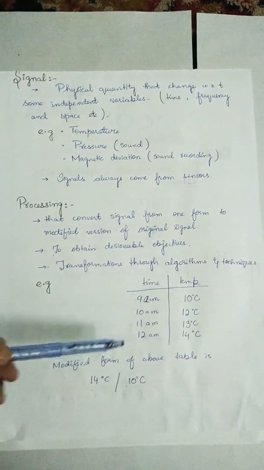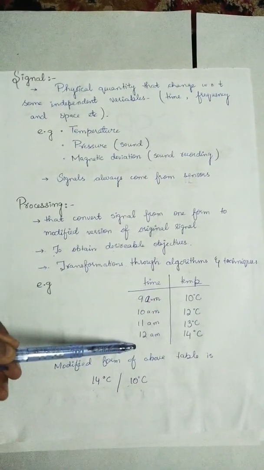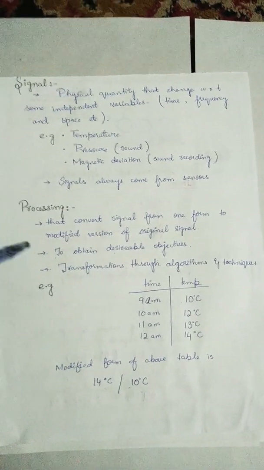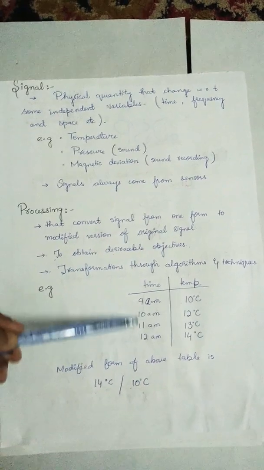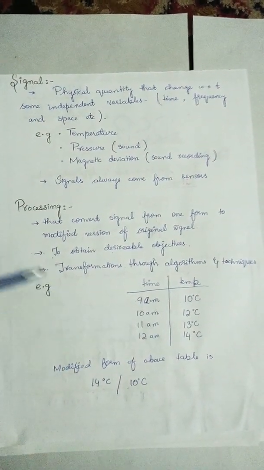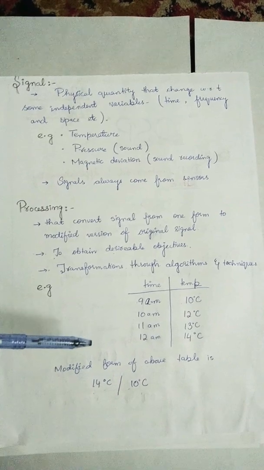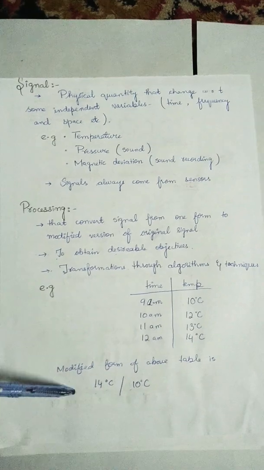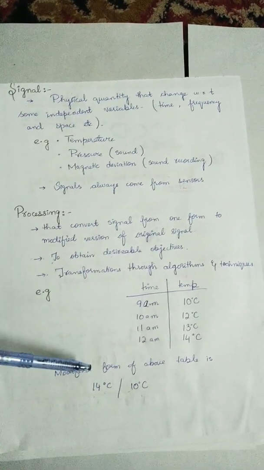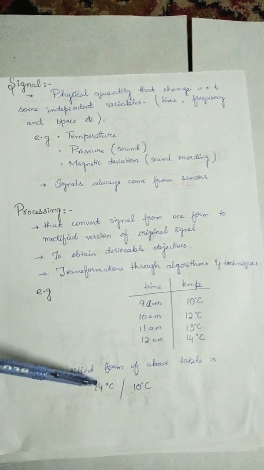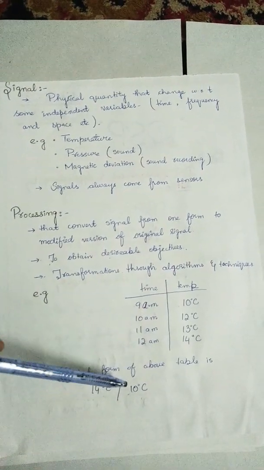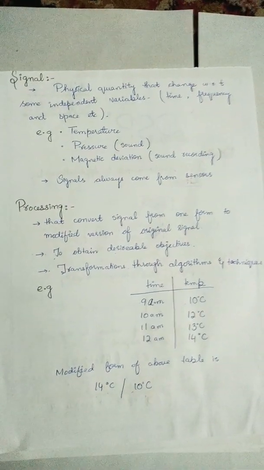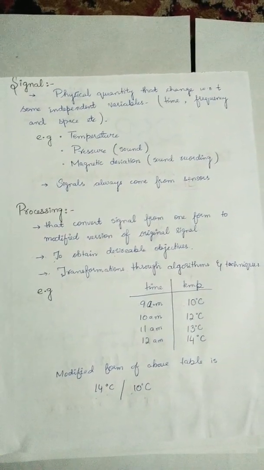Consider we have a chart or table of temperature measured in a weather forecast. At different periods of time, the forecast reports different temperatures. We do not need to consider each and every temperature at each interval of time. We just see at what time we had the maximum temperature, average temperature and minimum temperature. So we converted the signal into maximum and minimum values. The modified form of the above table is 14 degrees centigrade, which shows the maximum temperature, and 10 degrees, which shows the minimum temperature. For maximum and minimum, we design an algorithm. This is the processing in DSP.